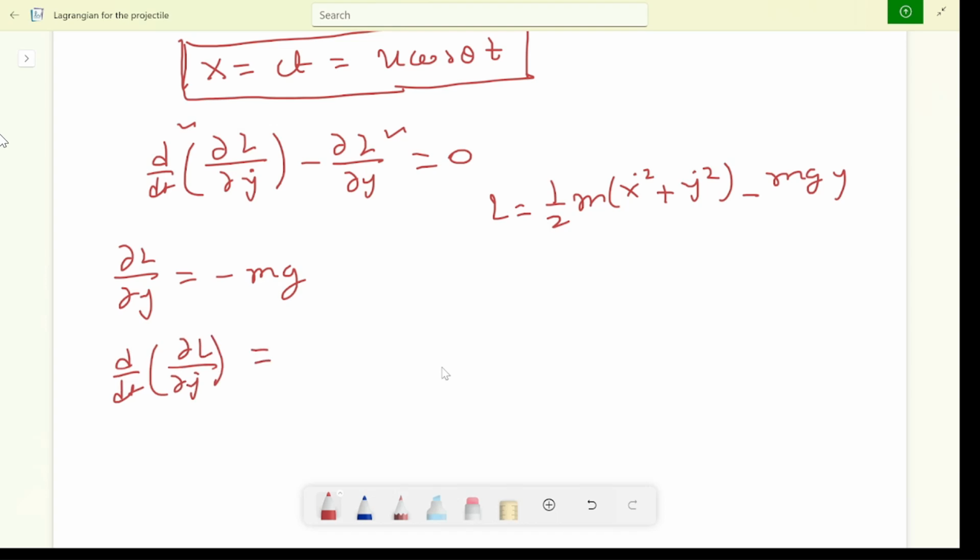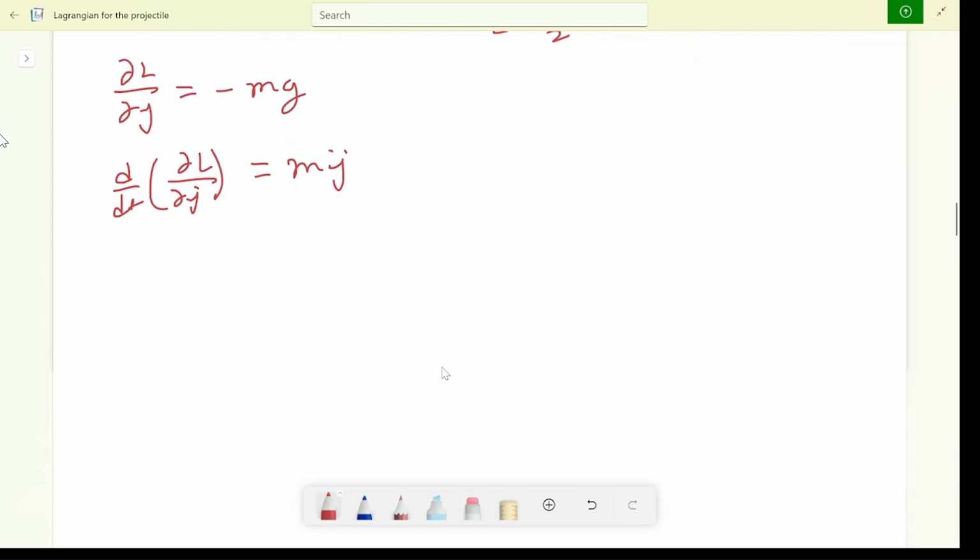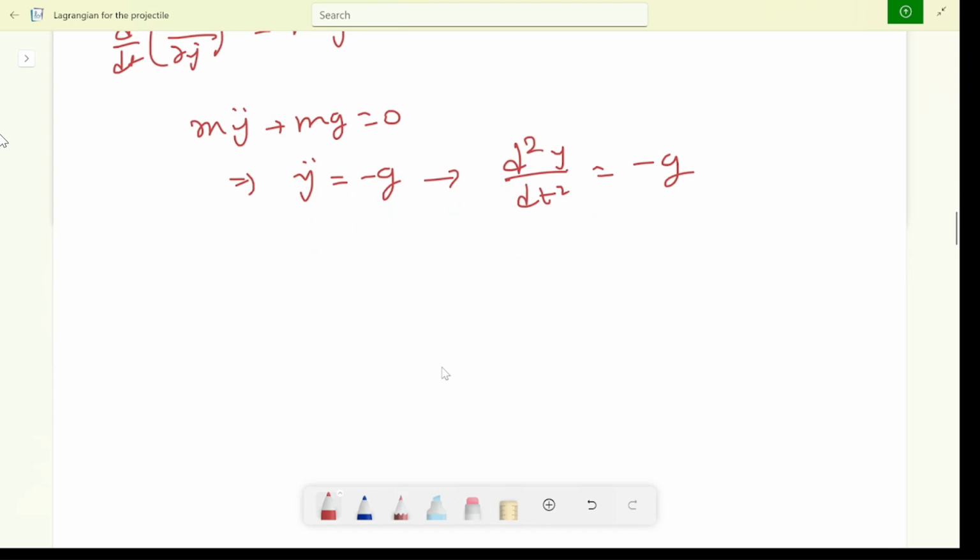This is just going to be my double dot. So the equation of motion is going to be m y double dot plus mg is equal to 0. This implies y double dot is equal to minus g, or it could be equally written as d square y by dt square is equal to minus g. So integrating this differential equation the first time, we would get dy by dt is equal to minus gt plus some constant b.